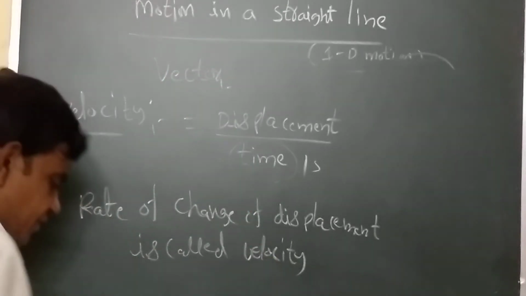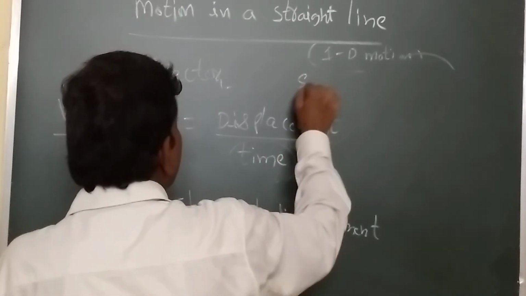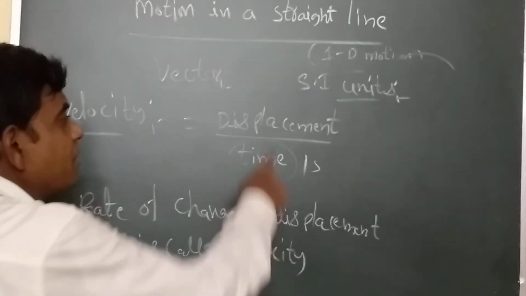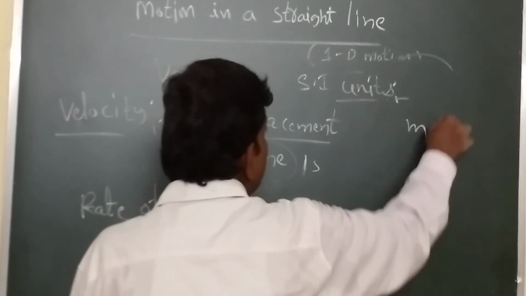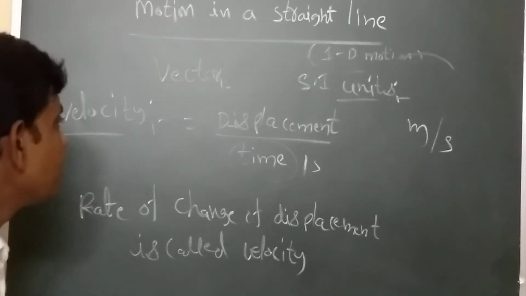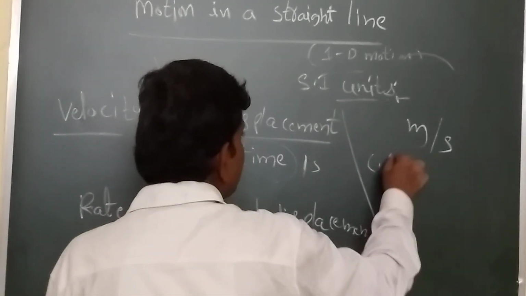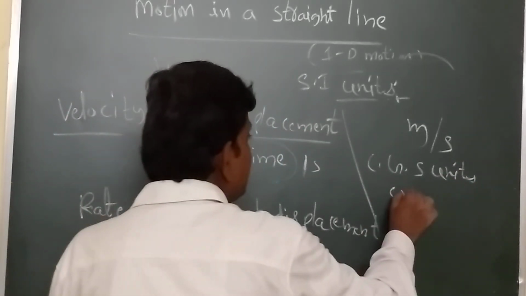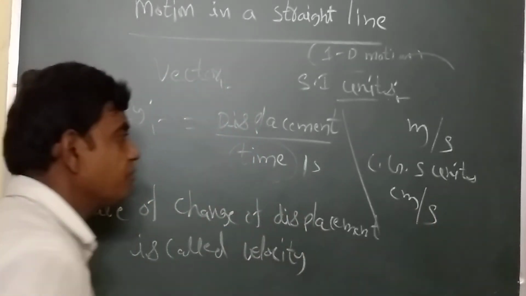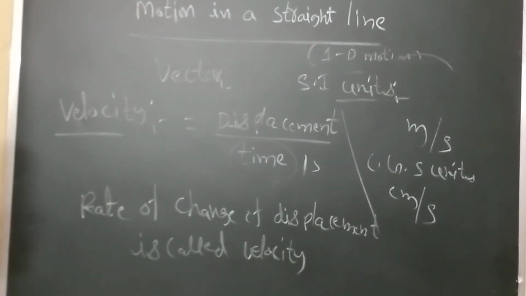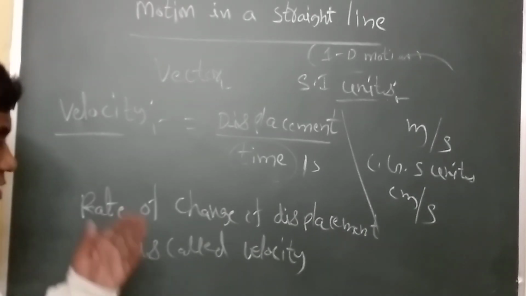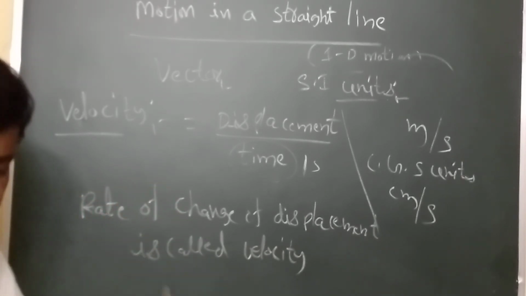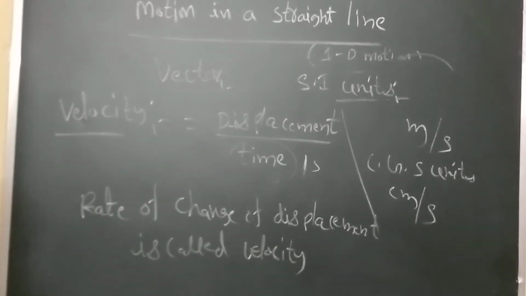Okay, now what are its SI units? Displacement in meter, time in second. Similarly, what are the CGS units? Displacement in centimeter, time in second. So these are the units for velocity. Velocity is a vector. Speed is a scalar. So this is about speed and velocity.